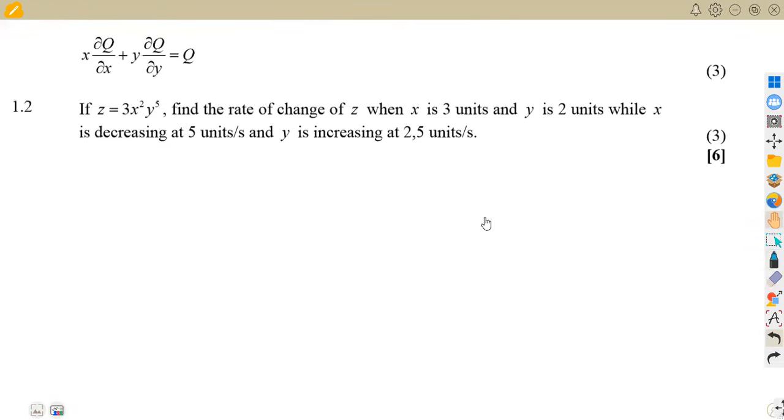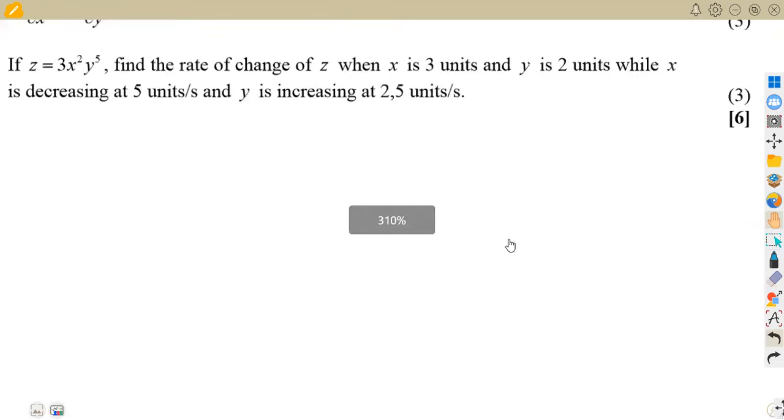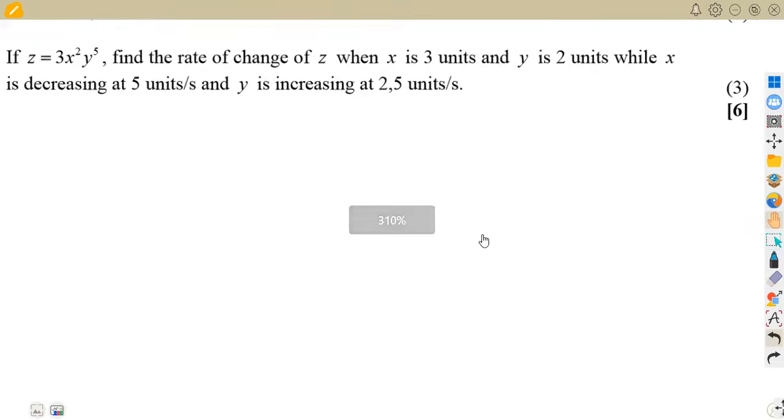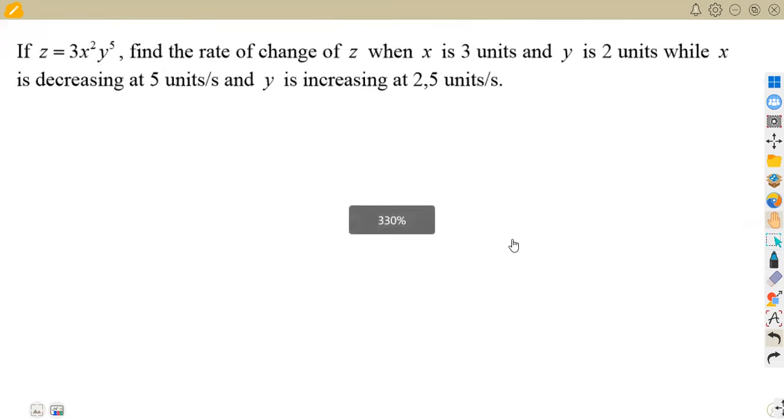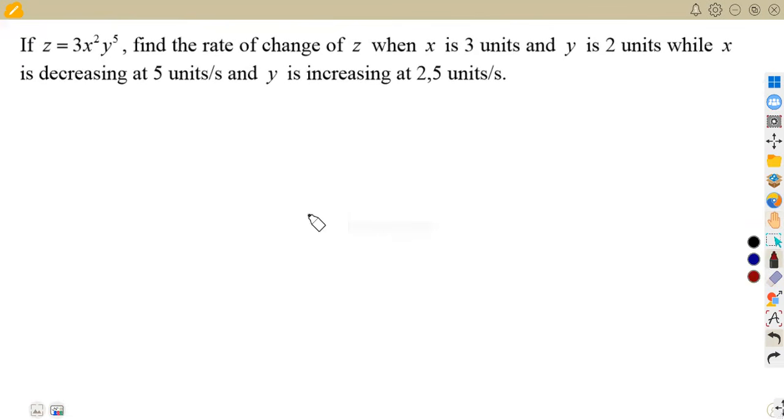All right. On question 1.2, we are given that z is equal to, all right, so this is what we are given here, which is 3 marks. Okay, let's just try to see our question properly. We are given that z is equal to 3x squared y to the exponent of 5. Find the rate of change of z.